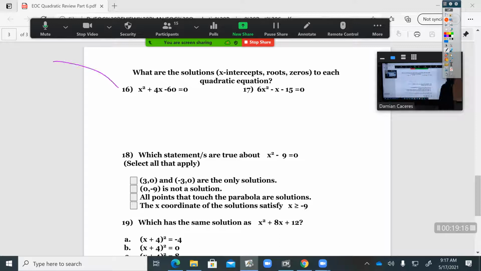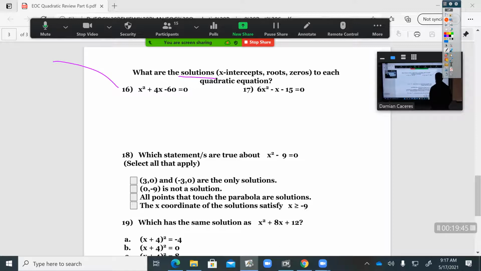Now for number 16, I'm going to do it for you two different ways, because I don't want you to have only one way to do these questions. I want you to have a safety blanket, a backup plan in case you forget how to factor or something happens that you just don't remember, you're nervous. So I'm going to teach you two different ways to do number 16 because it says solutions.